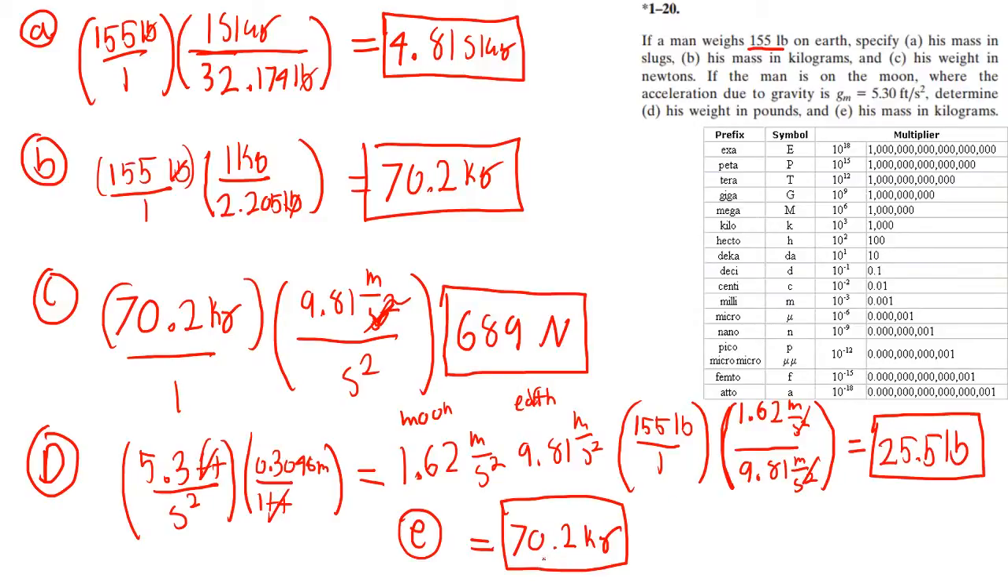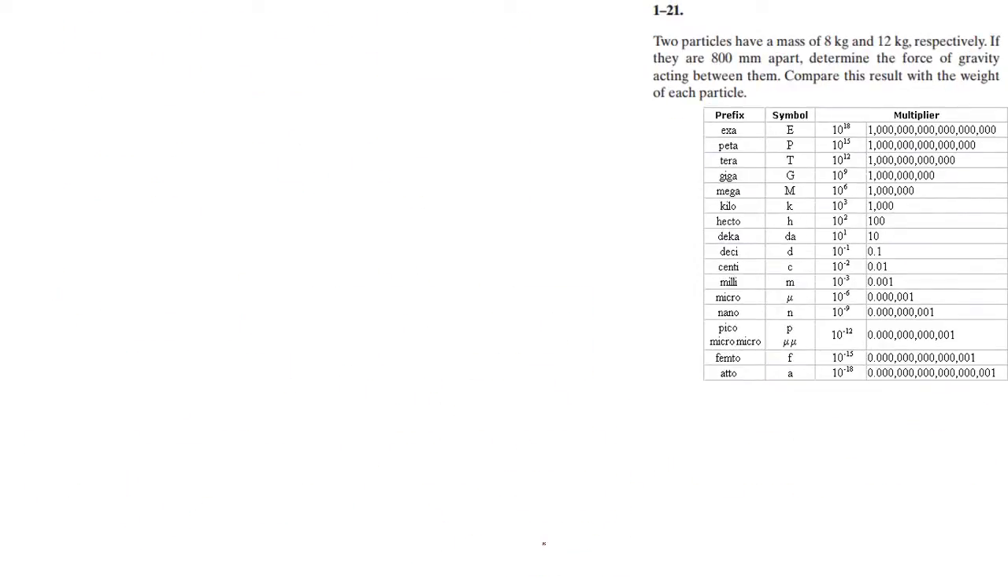And then finally, what we did for E was we know mass is a constant over any surface. It doesn't matter the gravity, it doesn't matter if it's zero gravity or all the gravity. Mass is a constant, therefore it's still the same as on Earth. So finally, 1-21. This is the last question of this chapter.